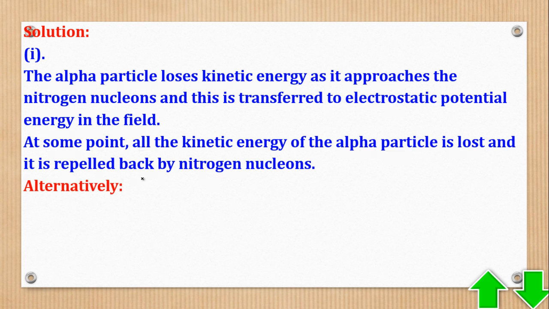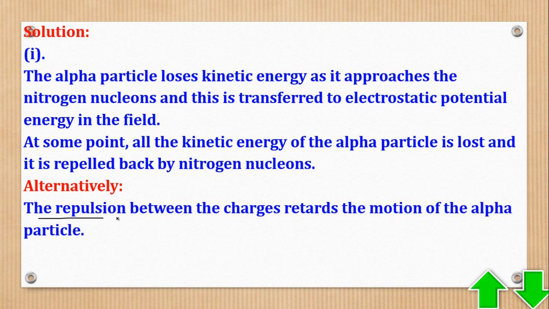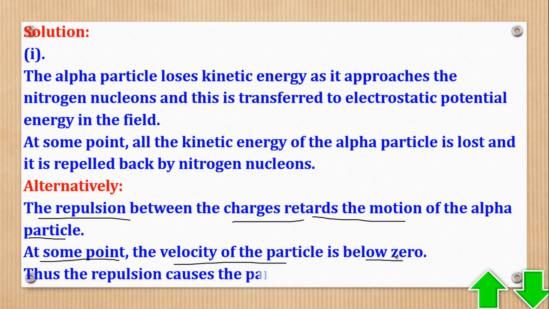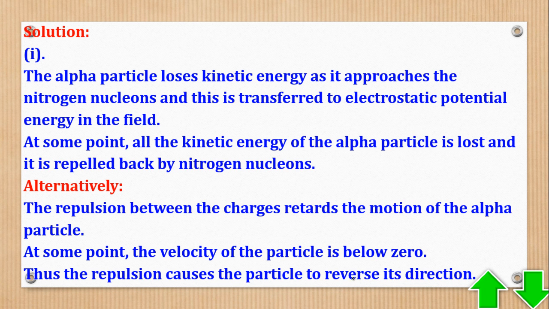So that is one way of explaining, but alternatively you can also say that the repulsion between the charges retards the motion of the alpha particle, and as a result, at some point the velocity of the particle is below 0, meaning it is now negative. Thus, the repulsion causes the particle to reverse its direction. So any of the two is okay. Now we shall go to Roman 2.